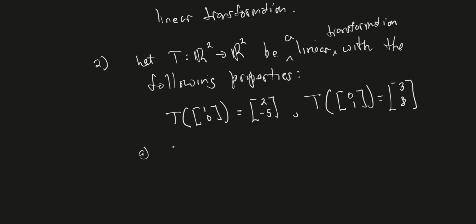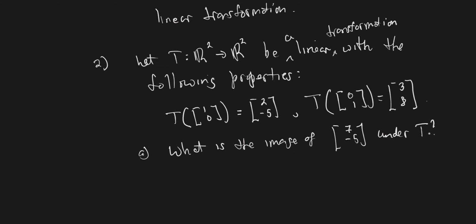Part A says, what is the image of this vector, let's say (7, -5), under T? So how could we figure that out? We only know what the image of our standard basis vectors is under T. Again, we know that T of e1 is (2, -5) and T of e2 is (3, 8).